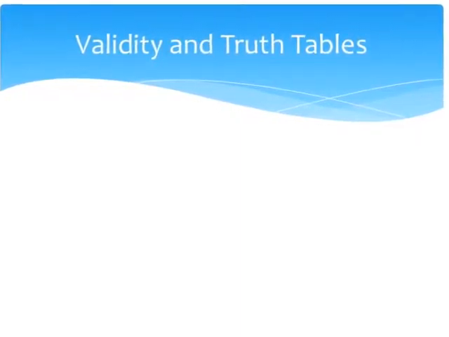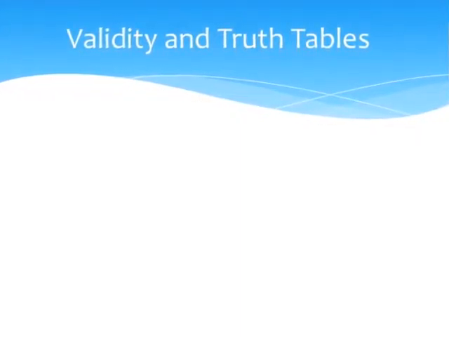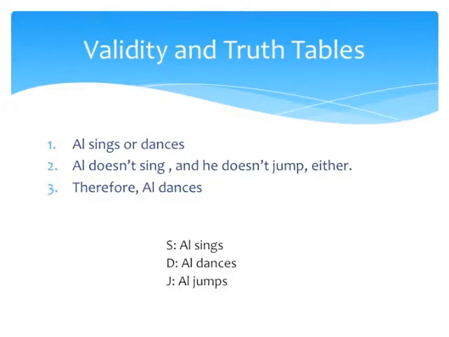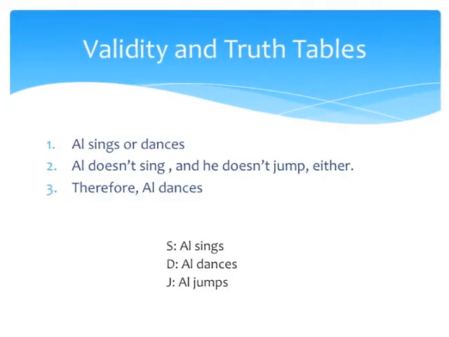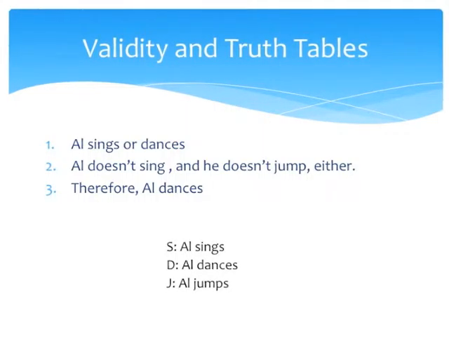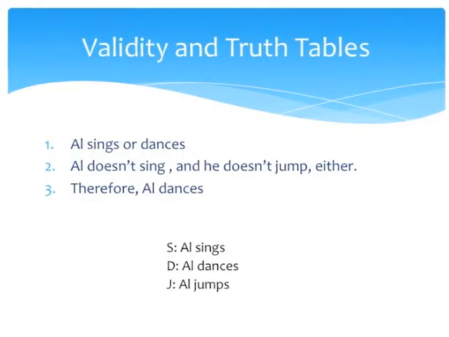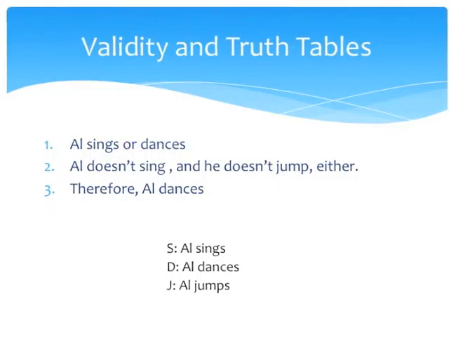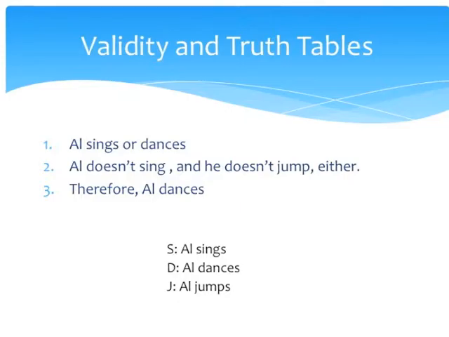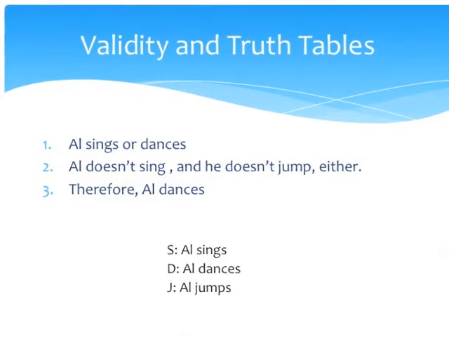Now, let us remind ourselves of how truth tables allow us to determine validity. Take this argument, for example. First premise, Al sings or dances. Second premise, Al doesn't sing, and he doesn't jump either. And then the conclusion is, Al dances. Also, you have this key. Instead of Al sings, you will use the letter S. Instead of Al dances, we use the letter D. And instead of Al jumps, we use J.